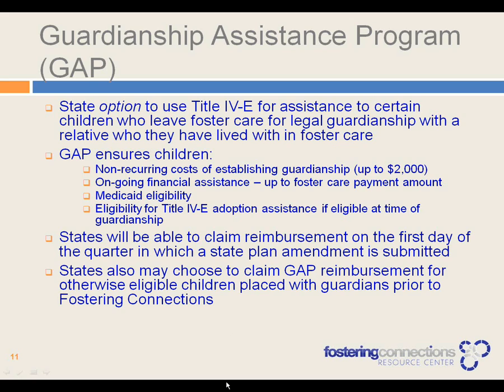As Mary Lee mentioned, Fostering Connections gave states the option to use Title IV-E for guardianship assistance on behalf of certain children leaving foster care to live with relatives. If your state is still considering whether or not to take the option, we would of course encourage you to do so and wanted to let you know about the new Fostering Connections Kinship Toolkit we created.